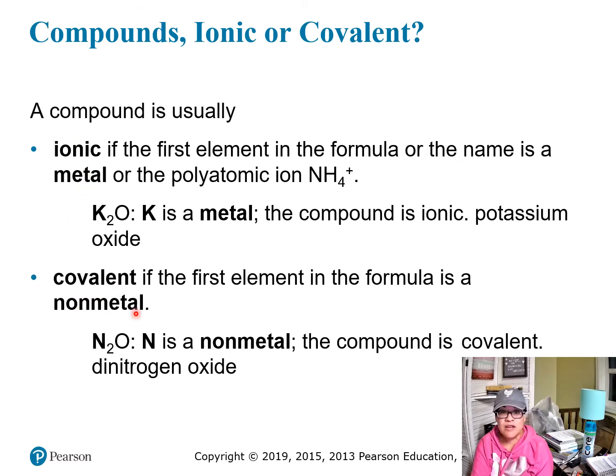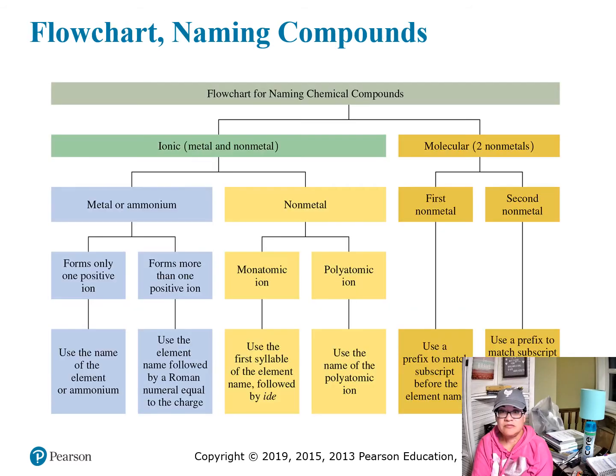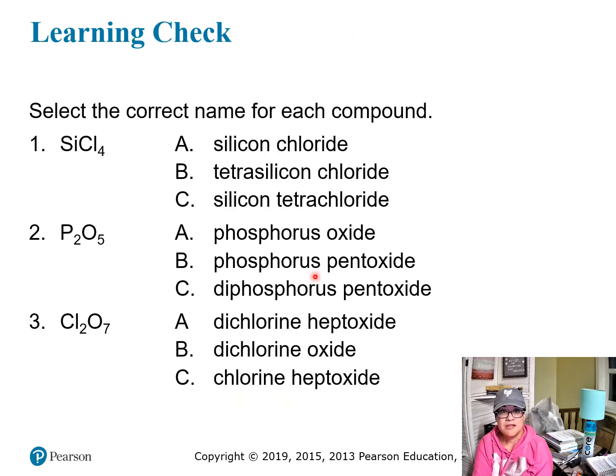And then if it's covalent, we look for that first one being a nonmetal. If it's covalent, we do use prefixes. So this is dinitrogen oxide. Okay, so here's your flow chart. If it's ionic, you name it using these rules. If it's molecular, you name it using these rules, using prefixes. So ionic does not use prefixes, molecular, covalent does.